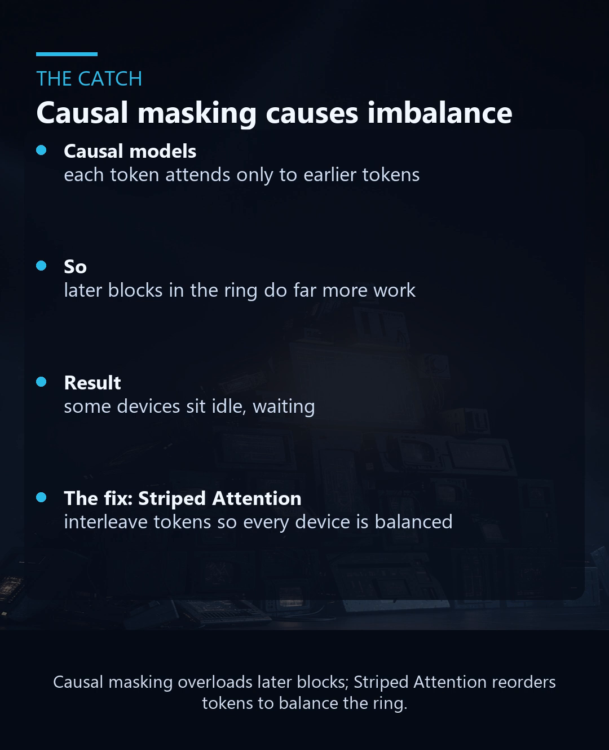Ring attention has one wrinkle. Language models are causal. Each token only attends to tokens before it. That means the last block in the ring does a lot of work, while the first does almost none, so some devices sit idle. A follow-up called striped attention fixes this by interleaving the tokens across devices, so every device gets a balanced share and the ring runs at full speed.